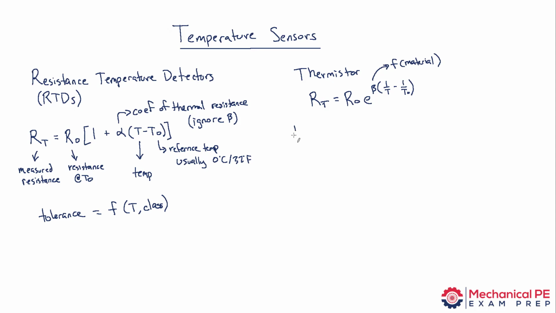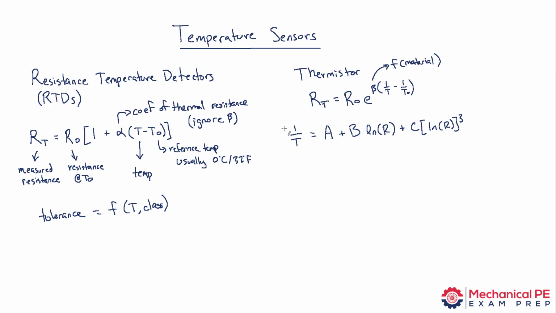But in real life, we'll probably be using 1 over T, the temperature that we're measuring, is equal to A plus B times the natural log of the resistance measured plus C times the natural log of the resistance measured quantity cubed, where A, B, and C are constants given by the manufacturer. So they would have to be given in the problem statement for an FE problem. And based on some measured resistance, you could find out the temperature.